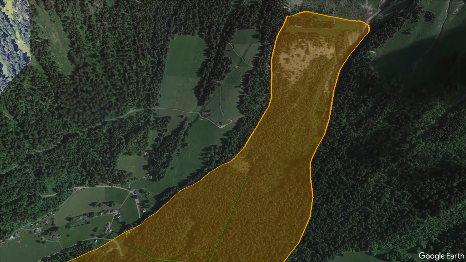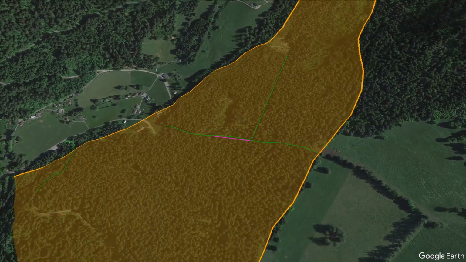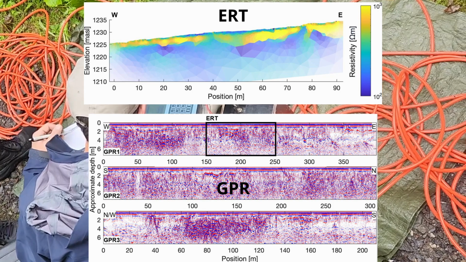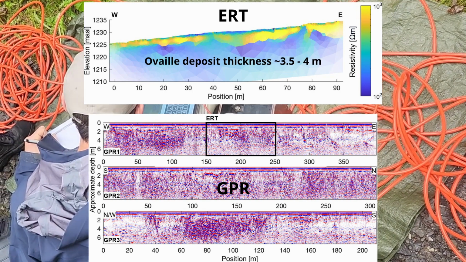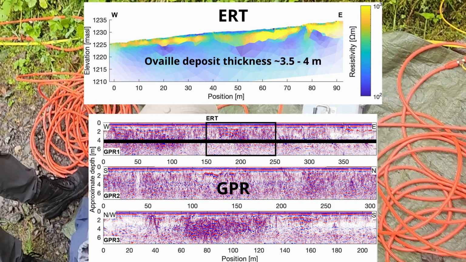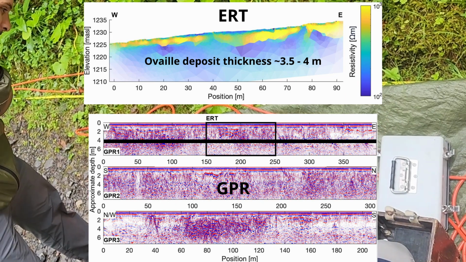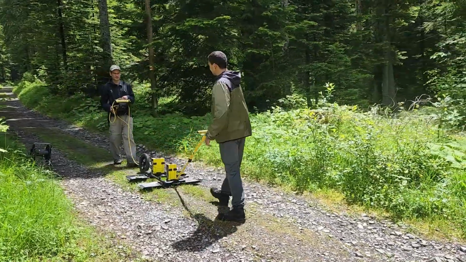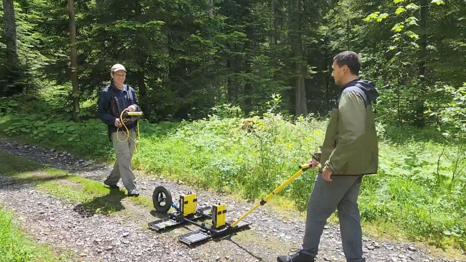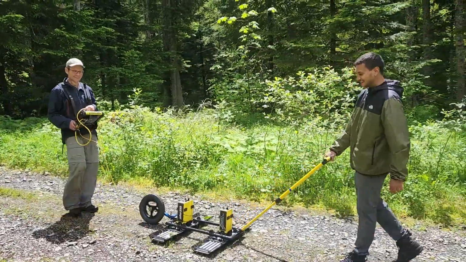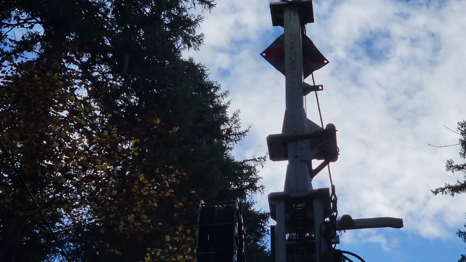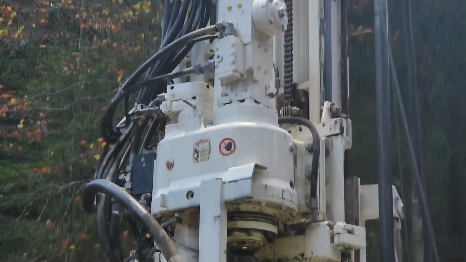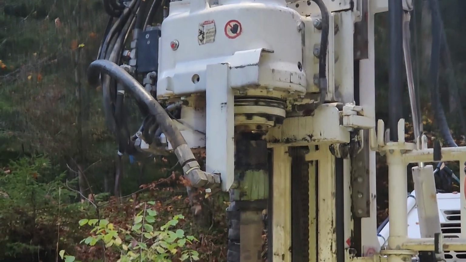We also did 1 ERT line and 3 GPR lines in the middle of the Ovi. And here we see the more resistive layer in yellow has a thickness between 3.5 to 4 meters, which seems to correspond to a stronger GPR signal. So the ERT and GPR results show a thinning of the sediment layer downslope, which the horizontal to vertical ratio also suggested. So in order to see what we were actually dealing with, and to have a physical sample to compare with the geophysical measurements, we drilled a core in the middle of the Ovi.